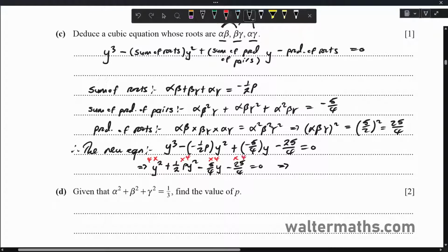And we'll get our final answer as 4y cubed plus 2py squared minus 5y minus 25 equal to 0. So this here will be our answer. So that's how we work it out. I hope you understand this, Amira.